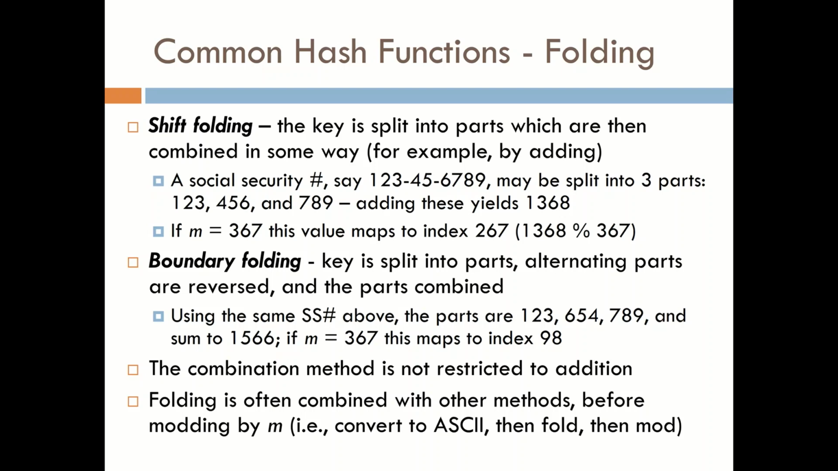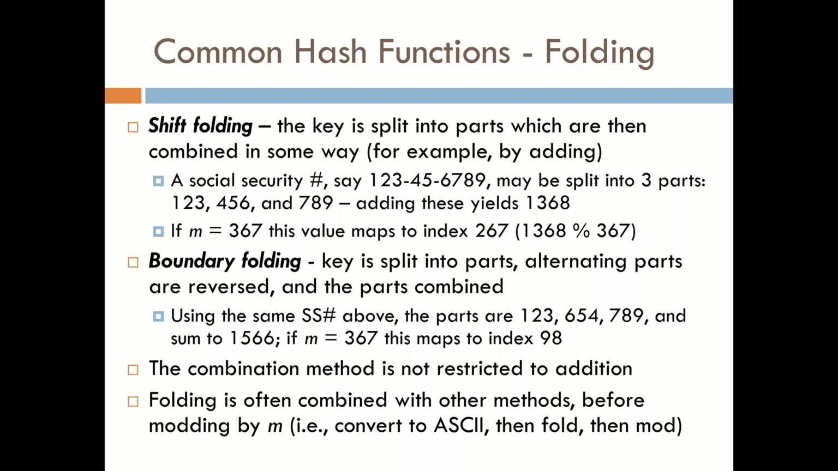Okay, here are some other methods. For instance, we can do shift folding. Shift folding is generally when we take a particular key and split it into some parts. The parts need not be the same size, but a good example is a social security number, which has 9 digits, and we may choose to split it into 3 equal parts. So if the social security number was 1, 2, 3, 4, 5, 6, 7, 8, 9, we could subdivide it into chunks 1, 2, 3, 4, 5, 6, and 7, 8, 9, and add those together.